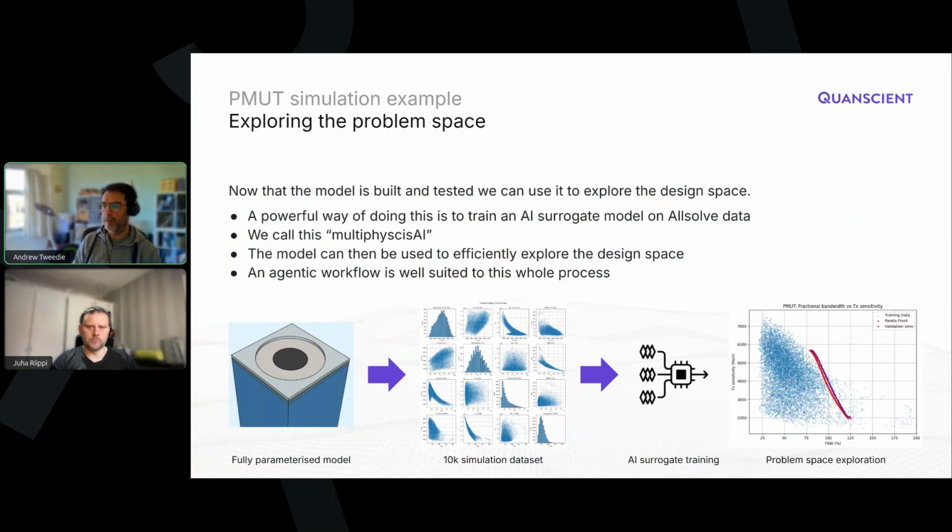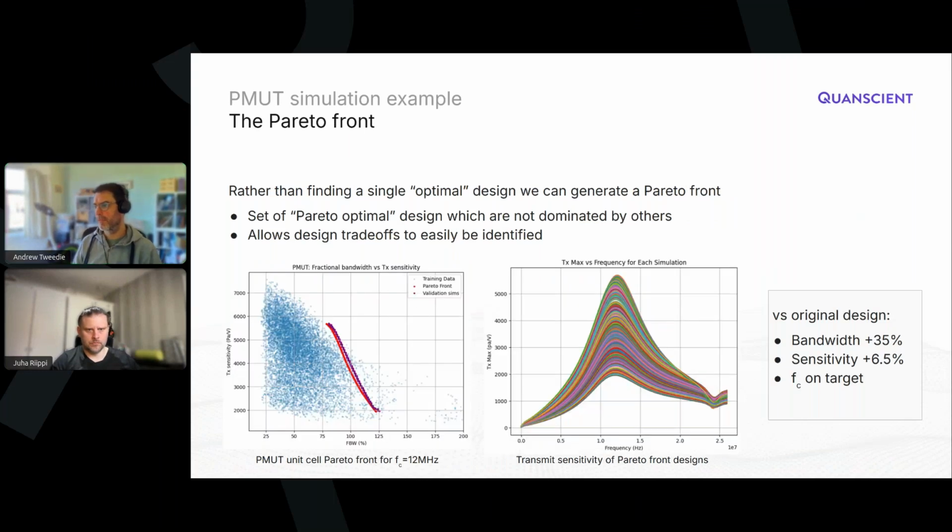And one of the ways we do that is to use large data sets generated by AllSolve to train AI surrogate models. And you had touched on this a little bit. It's a very rapid way of exploring a design space. And the agentic approach we've just showcased is a very effective way of doing this.